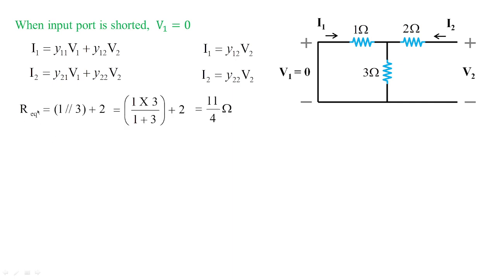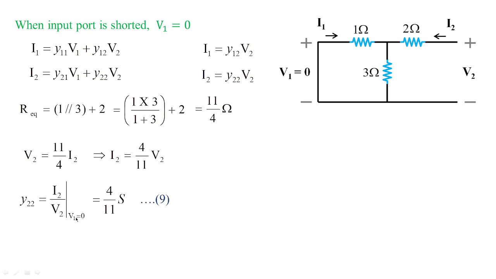So R equivalent, as I told you, 1 parallel to 3 is in series with 2, which will give you the value as 3 by 4 plus 2, whose value is 11 by 4 ohms. Hence, V2 is equal to 11 by 4 I2, and hence I2 equal to 4 by 11 V2. So that we can obtain the value of Y22, that is output admittance, at V1 equal to 0 as 4 by 11 Siemens. This I am treating as equation 9.